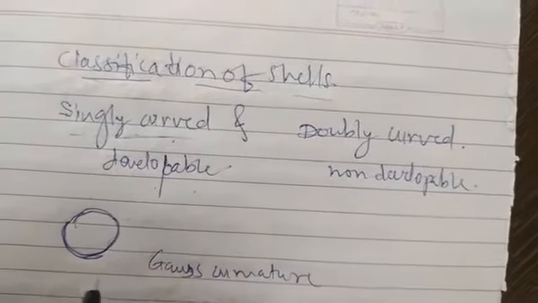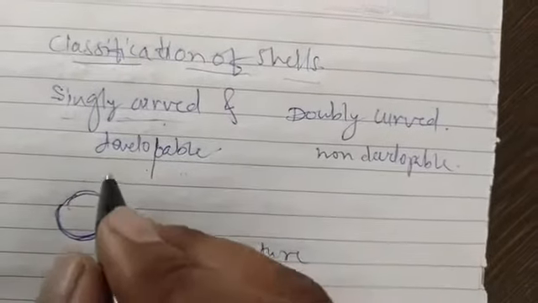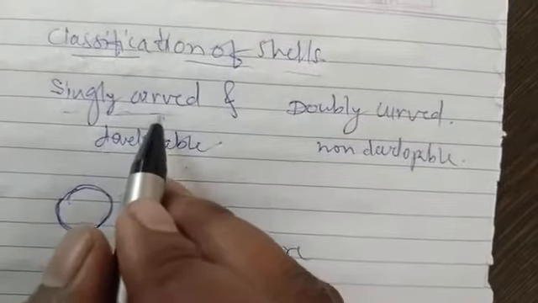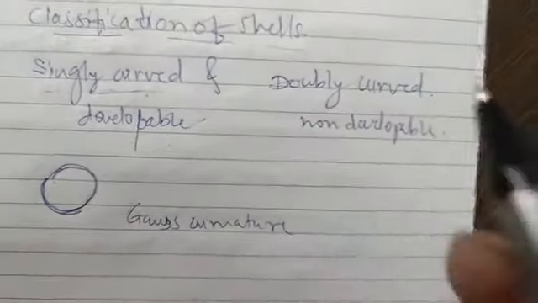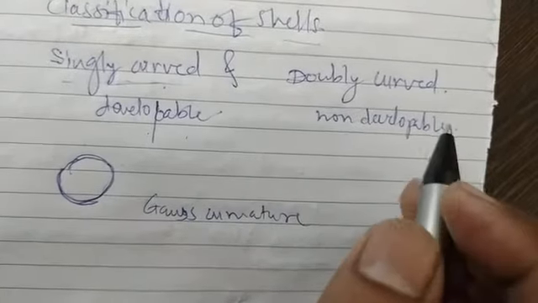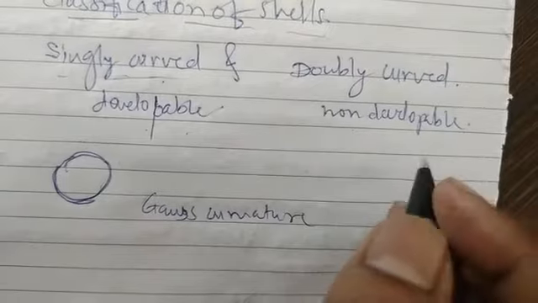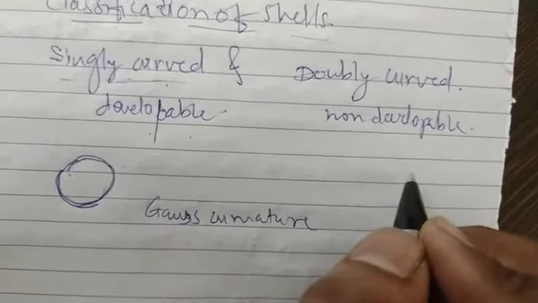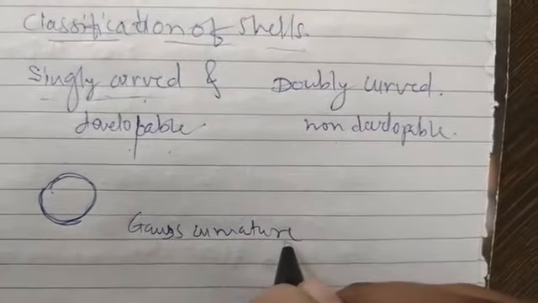Similarly, a cone may be developed into a sector of a circle. So such type of shells are called singly curved shells because they are developable. The second type is doubly curved, which are non-developable. So this type of shells will not tend to flatten out under the loads. Further classification of shell surfaces can be attempted on the basis of Gauss curvature.